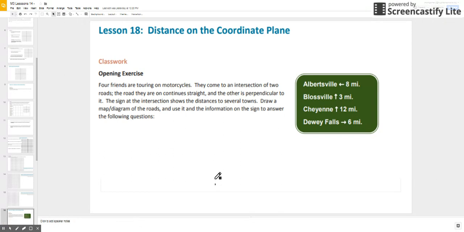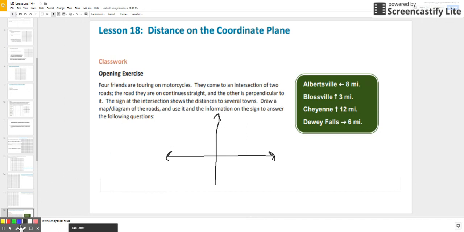So we're driving down a road. This just is going to continue straight. And the other road is perpendicular, which simply means a 90-degree angle. So, of course, what we're talking about here is a coordinate plane. We keep reading. It says the sign at the intersection shows distances of several towns. So here are the different towns and the different miles. It says, draw a map/diagram of the road and use the information on the sign to answer the following questions.